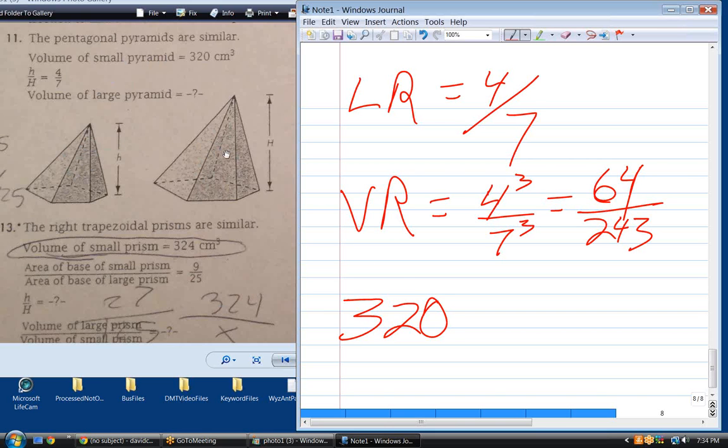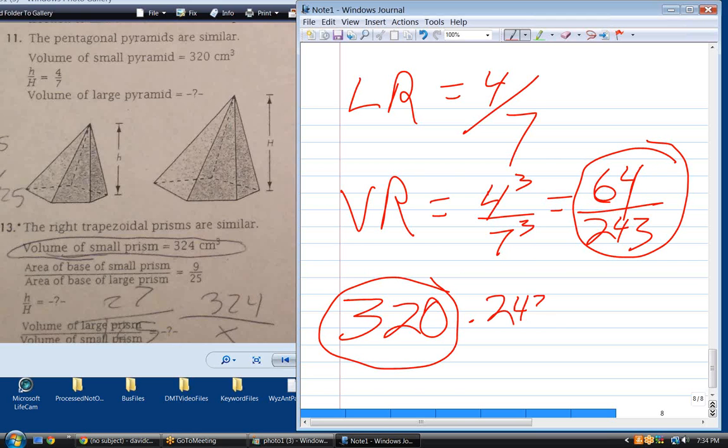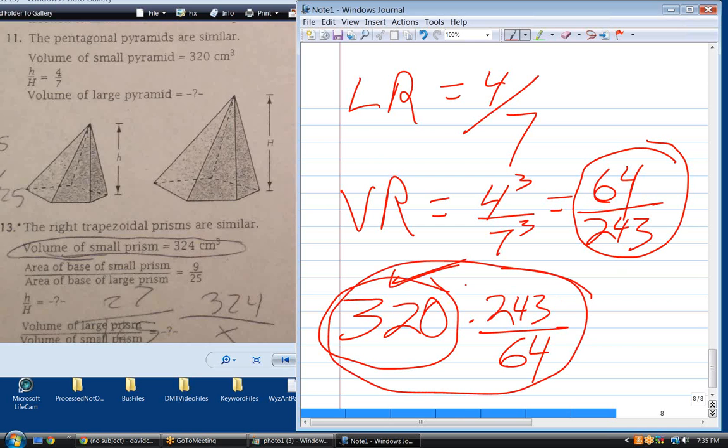Well, I've been given the volume of the small one. What do I have to multiply that by to get the volume of the big one? The reciprocal. So 343 over 64. Right. Notice that'll make a bigger number. If this was the volume of the big one, I would just multiply by 64 over 343 to find the volume of the small one. But since they gave me the volume of the small one, I have to multiply by the reciprocal, whatever that number is.